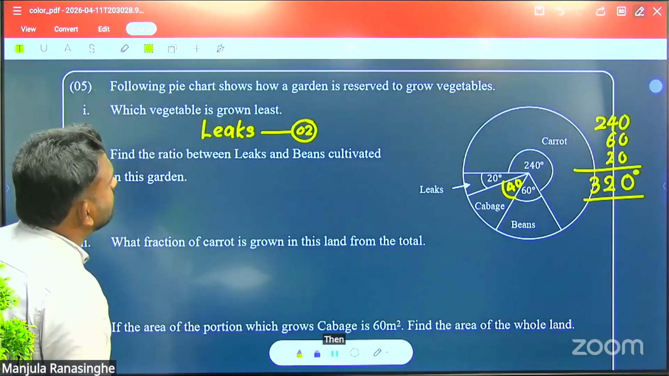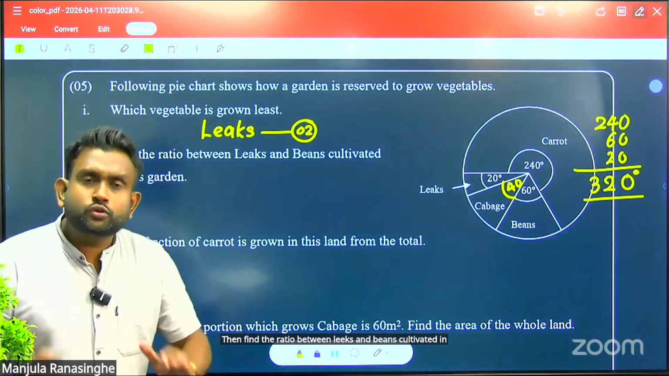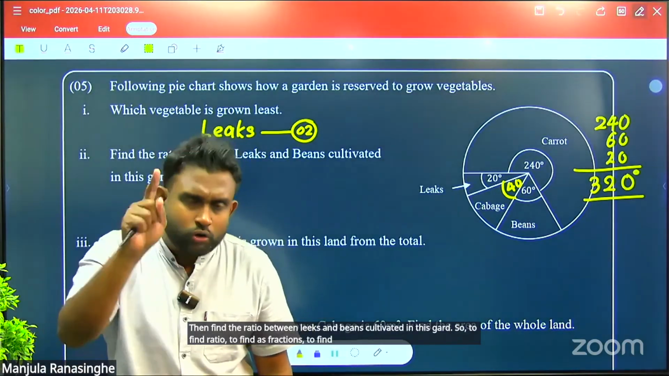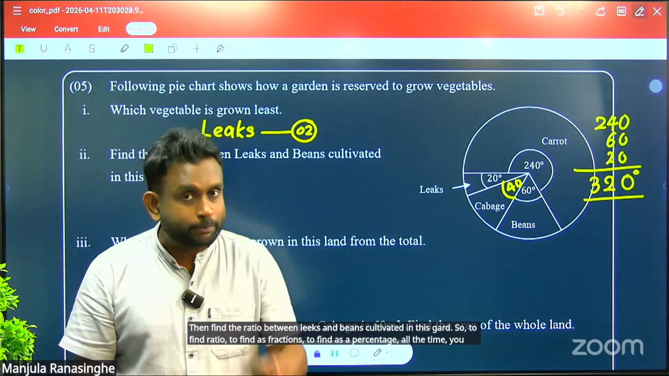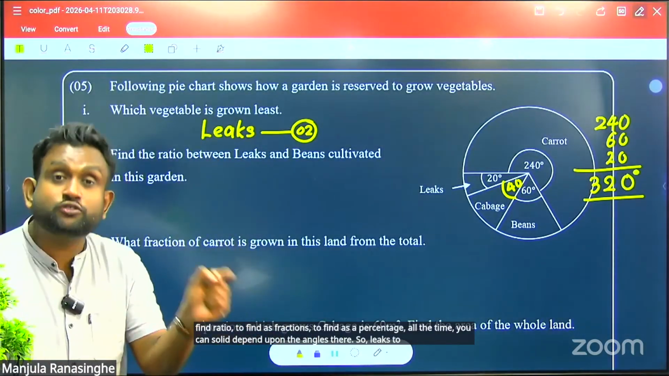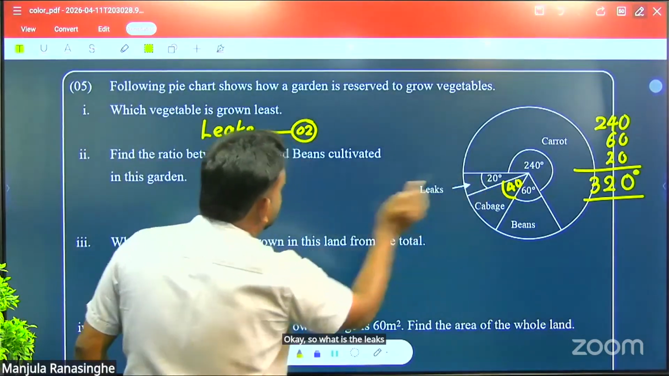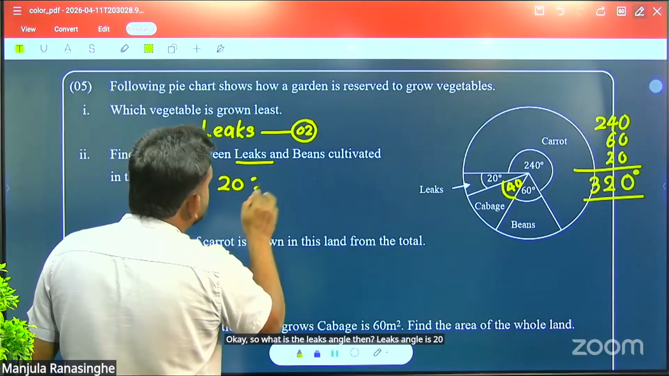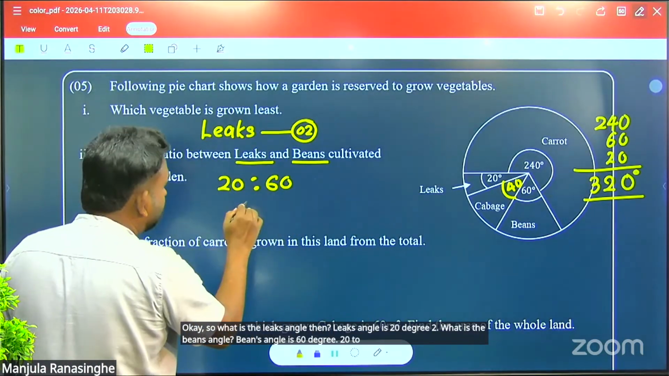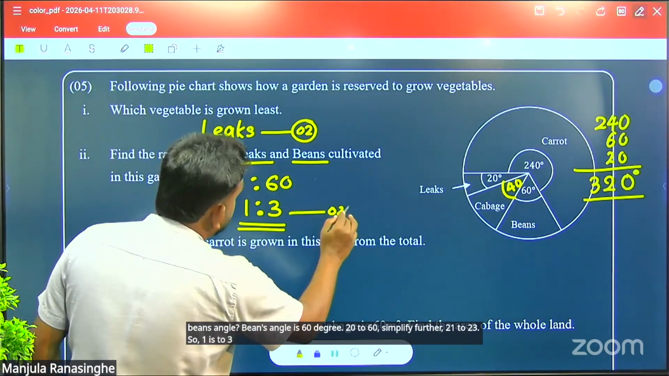Then find the ratio between leeks and beans cultivated in this garden. To find a ratio, a fraction, or a percentage, all the time you can solely depend upon the angles. So the leeks to beans ratio equals the leeks to beans angle ratio. Okay, so what is the leeks angle then? The leeks angle is 20 degrees. What is the beans angle? The beans angle is 60 degrees. 20 to 60, simplify further, 2 1, 2 3. So 1 is to 3 is the ratio. You have 2 marks.